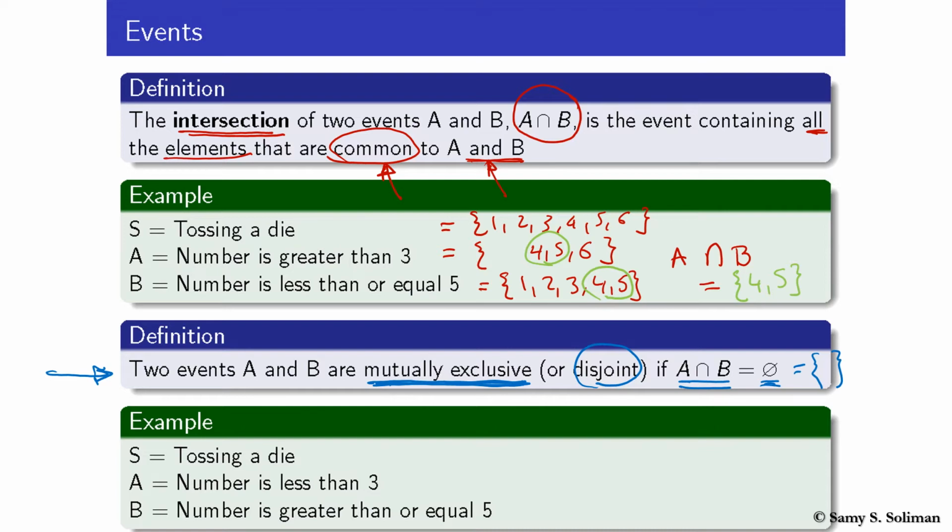For example, consider an event A, in which the number is less than 3, and the event B, in which the number is greater than or equal to 5. Obviously, there is no element that can be less than 3 and greater than or equal to 5 at the same time. So here the intersection between A and B is equal to phi, and we can consider these two events A and B mutually exclusive or disjoint.